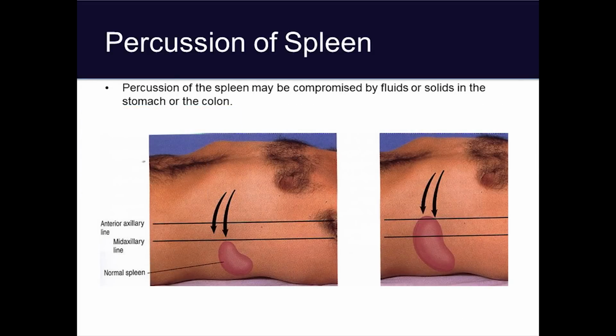Percussion of the spleen is a little more challenging. You want to percuss the left lower anterior chest wall between lung resonance above and the costal margin. You want to percuss along the route suggested by the arrows. A normal spleen is not dull until you're really below the mid-axillary line. There's moderate accuracy in detecting splenomegaly, about 60 to 80% sensitivity, and the specificity for spleen percussion is about 72 to 94%. The percussion of the spleen is challenging because it can be compromised by fluid or solids in the stomach or the colon.